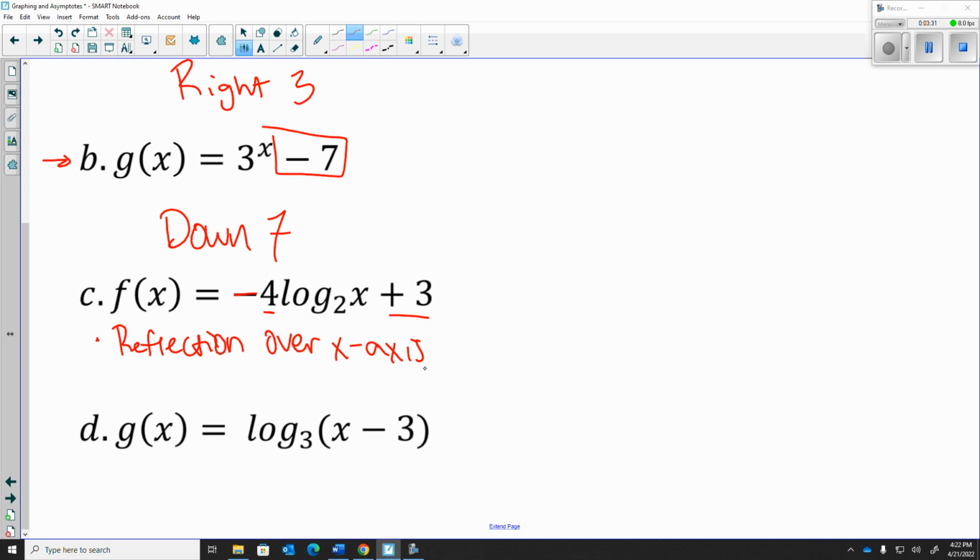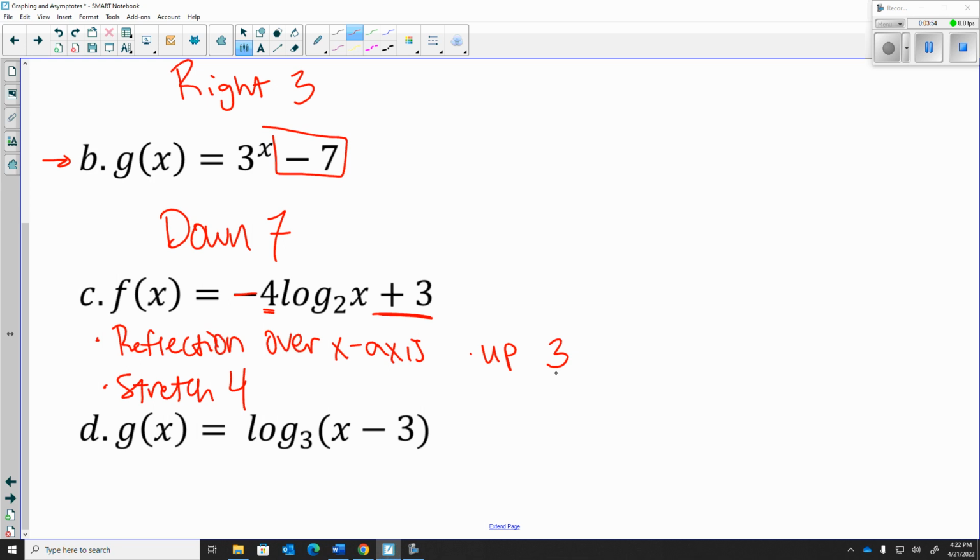All right, what else do we got? We have this 4 in front. So if you're multiplying a number in front of everything, remember that's a stretch or a shrink. If the number's a fraction, it's a shrink. If it's bigger than 1, it's a stretch. So this is a stretch of 4, and then we have one more transformation here. The plus 3 on the end takes me up 3.